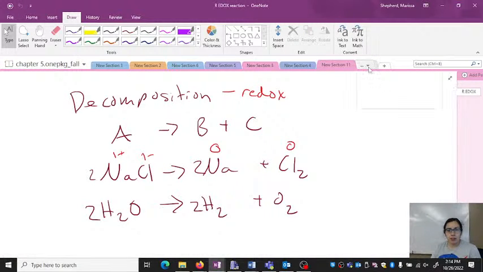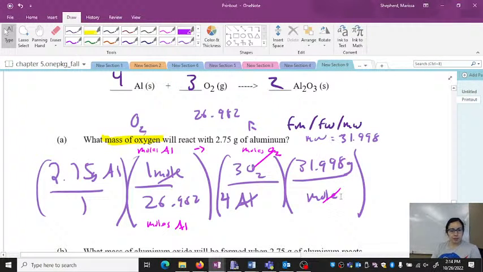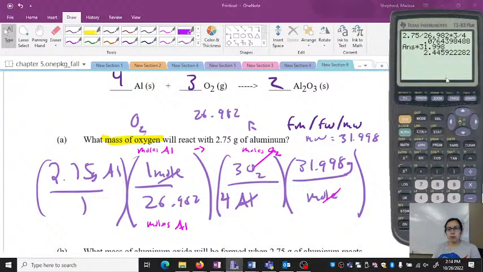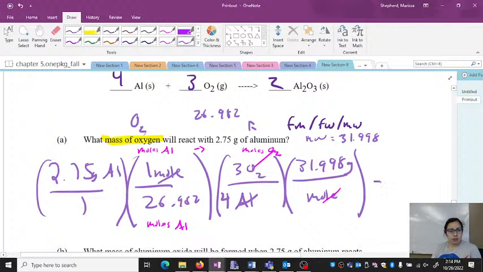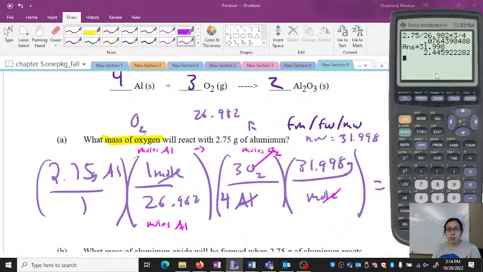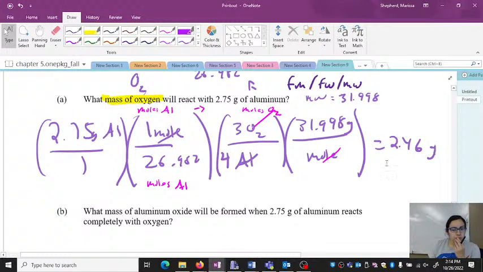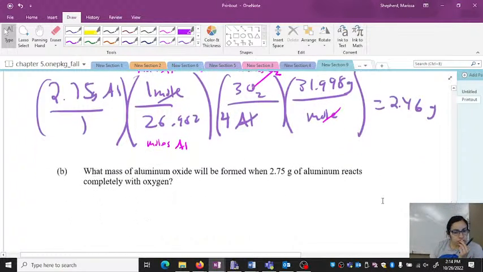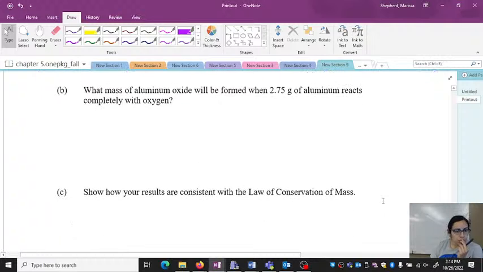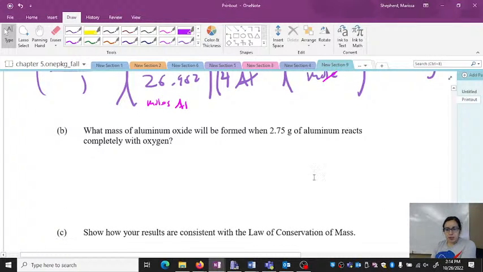Oh, I lost my page. And so were we all good with this answer of 2.44? So I see some nods, excellent. And so we need 3 sig figs, so 2.46. And so let's do B, so then we can do C.